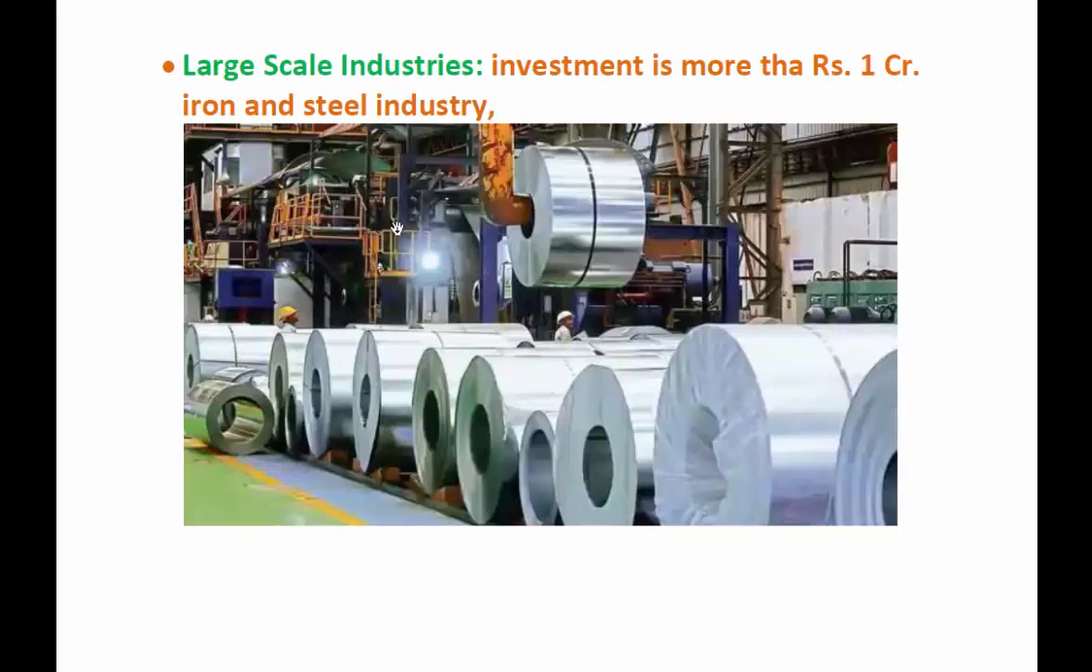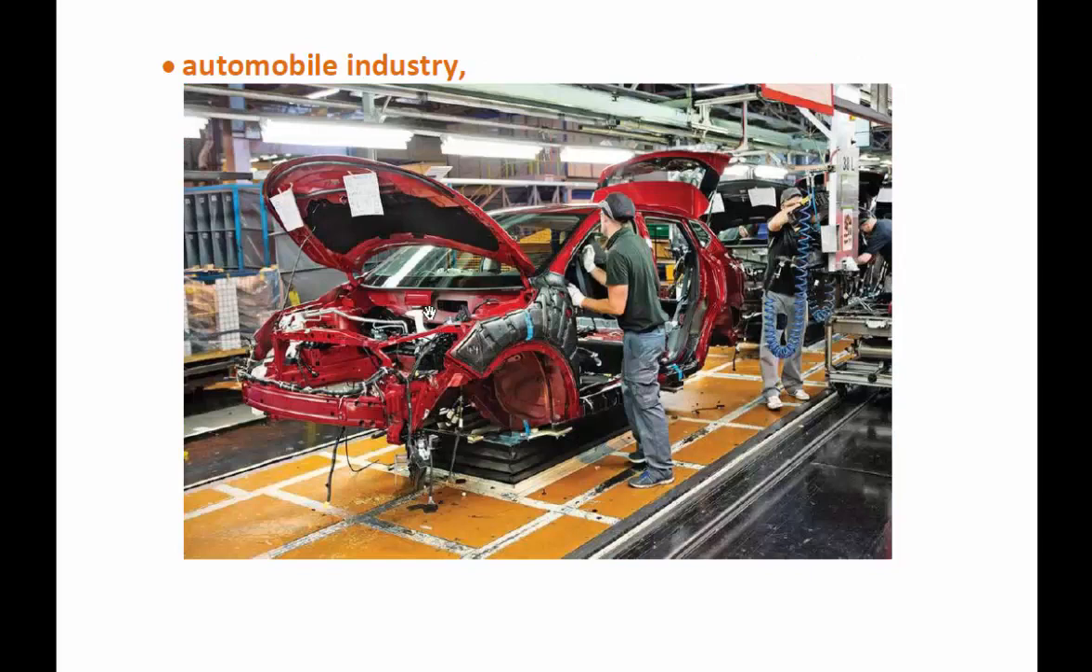On the other hand, large scale industry is one whose investment is more than 1 crore rupees. If an industry invests more than 1 crore rupees, it is in the category of large scale industry. One example is iron and steel industry, you can see from the picture right here. It is in the large scale industry. Automobile industry produces cars, vehicles, etc. They are in the large scale industry.